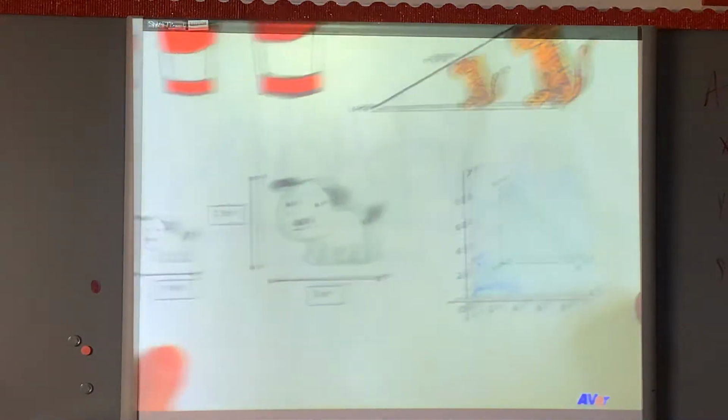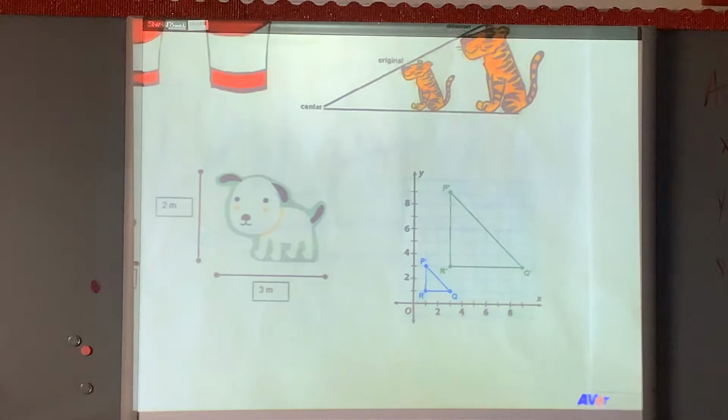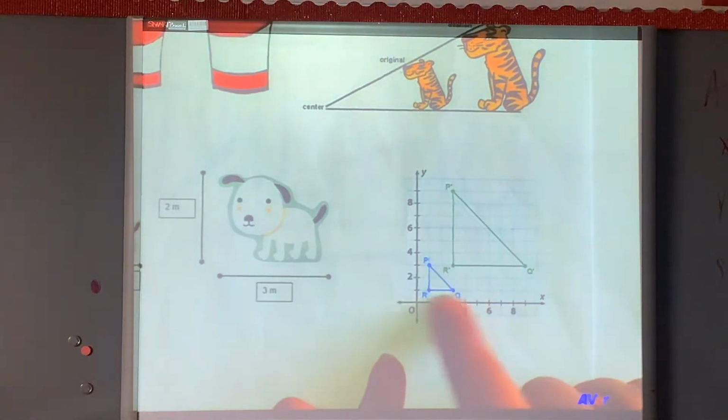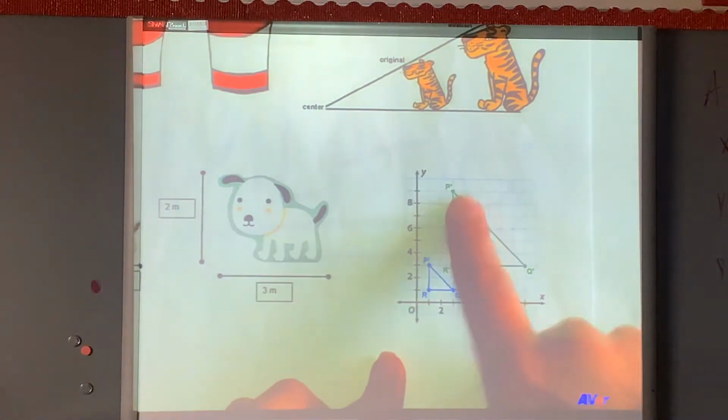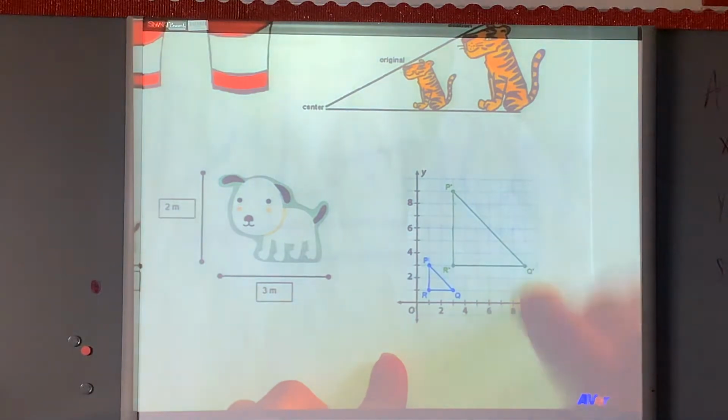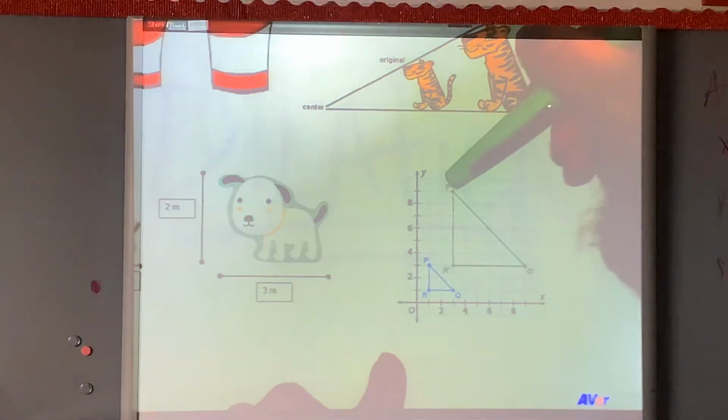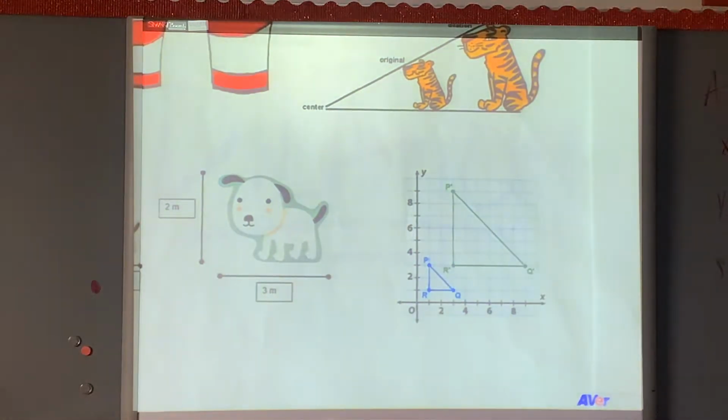And here's what a dilation looks like on a graph. It has a small triangle and then it changes to a big triangle. I can tell that this is the one it changed to because of those little tick marks up there. Those mean prime. Those tell me that something changed. All right, let's get into the notes.